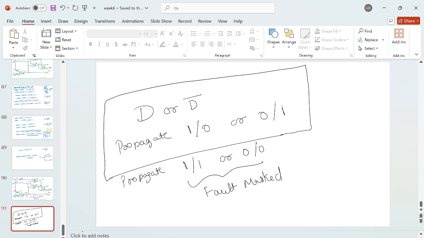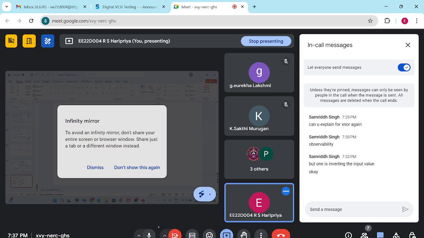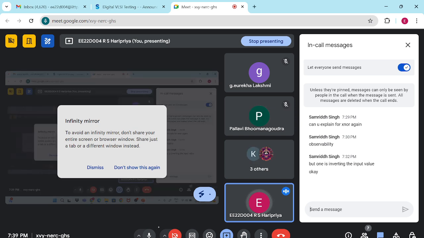Any doubts till here? If no doubts, then we can end today's session. If you have any doubts, you can either type in the chat box or unmute yourself.